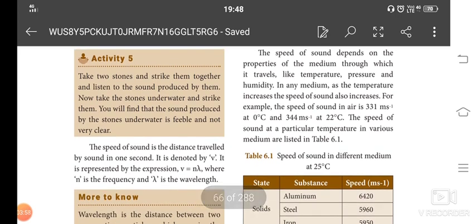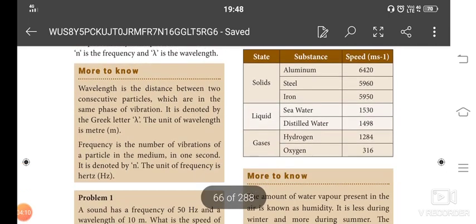Here we have the speed of sound. Speed of sound is denoted by V. It is called velocity. V equal to n lambda. n is the frequency and lambda is the wavelength. Wavelength means how far the sound waves are traveling. Wavelength is the distance between consecutive particles, consecutive means the next particles which are in the same phase and vibrating from one place to another place. The reverse form of Y, that we can call a lambda. It is the symbol for wavelength.